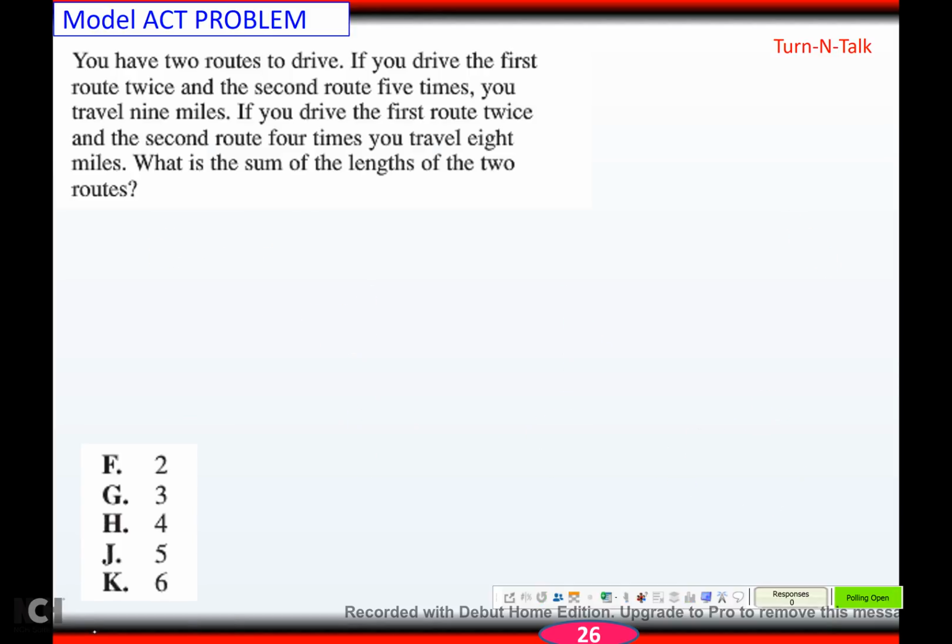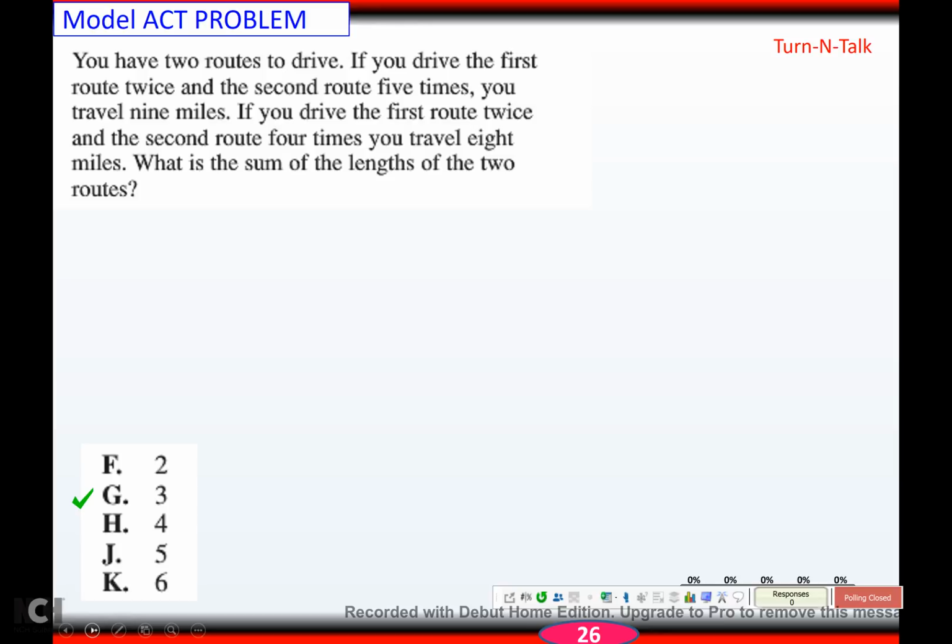All right, try this one. Hit pause. Come back when you're ready. And hopefully you got G.